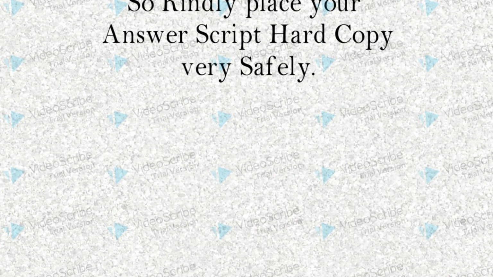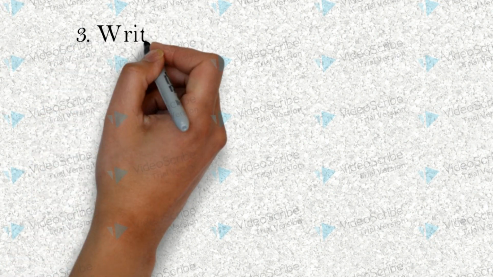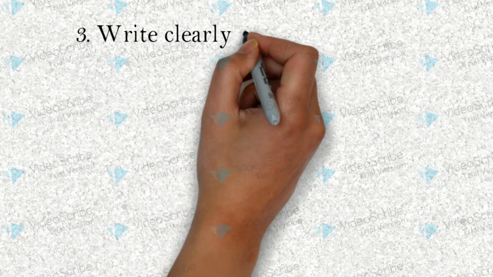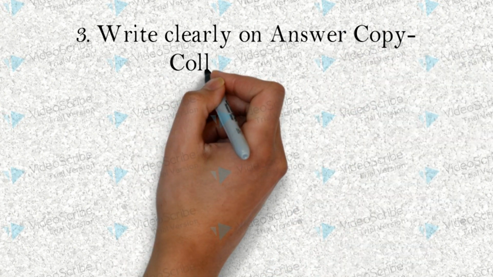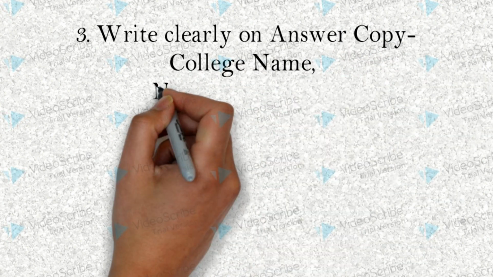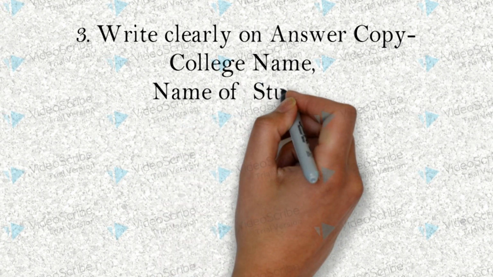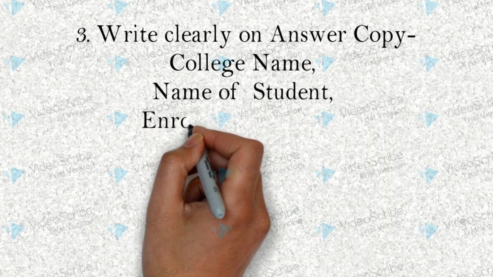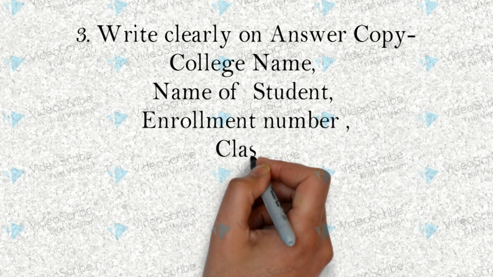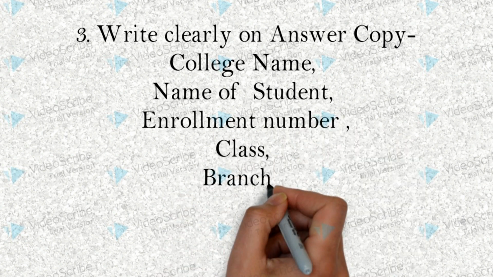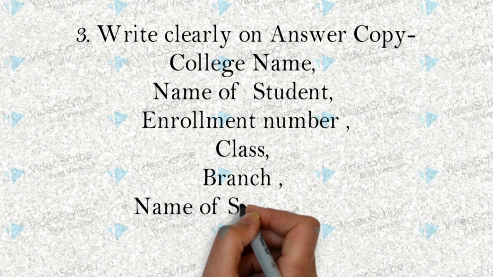Third point, write clearly on your answer copy. On the first page of your answer copy, write your college name, name of student, enrollment number, class, branch, name of subject with subject code.